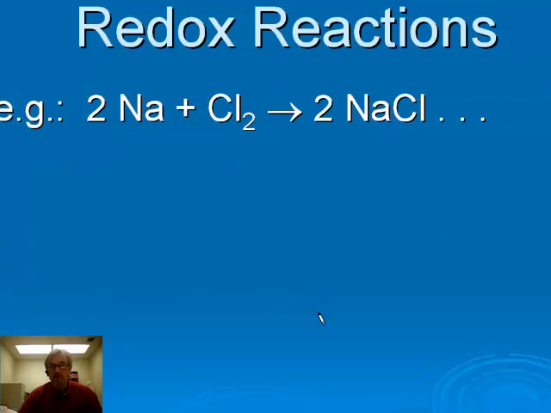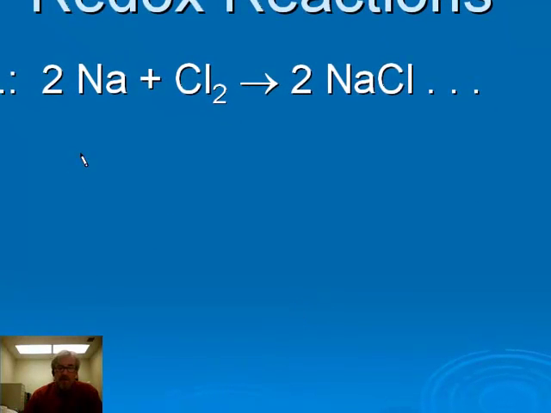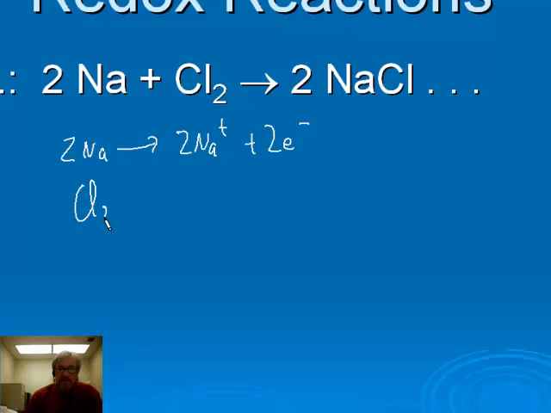For example, let's take a look at this redox reaction. Here's the oxidation in this case. My 2 sodium atoms are becoming 2 sodium ions that are part of the NaCl. In order for that to happen, they had to give up 2 electrons. Here's the reduction. My chlorine molecule, Cl2, is gaining a couple of electrons so that each of the atoms can become a Cl- ion. Now, the Na+ and the Cl- are what makes the NaCl.